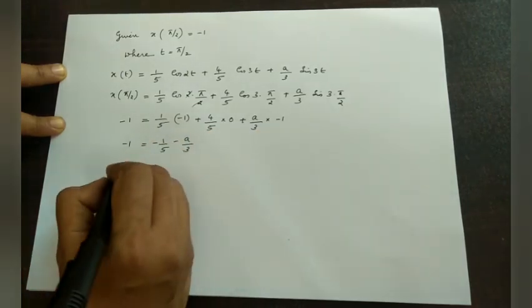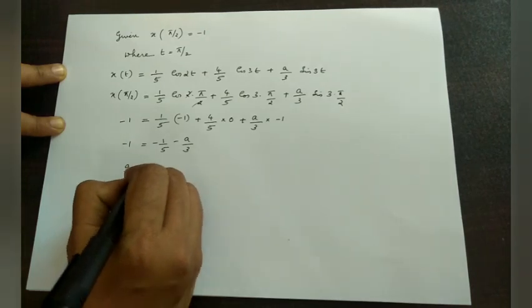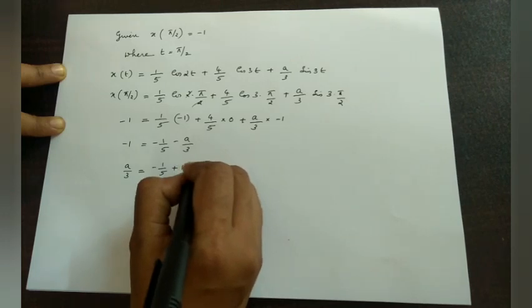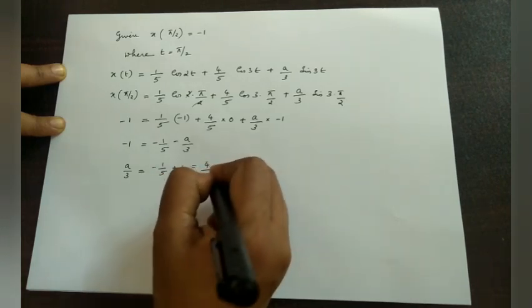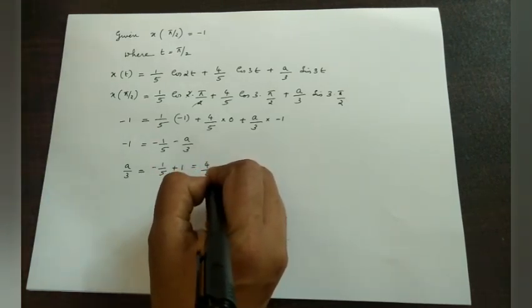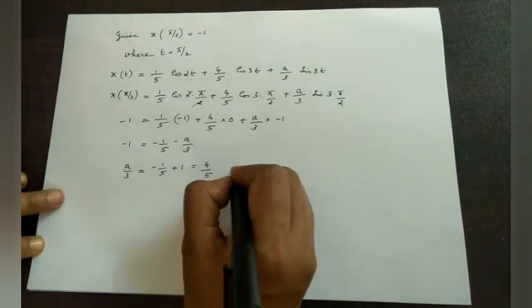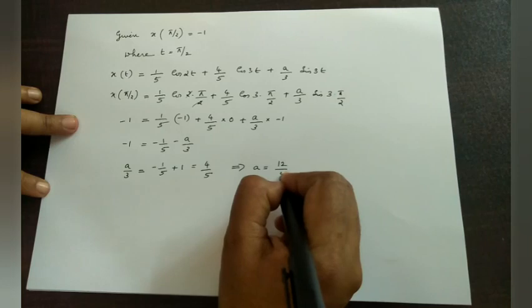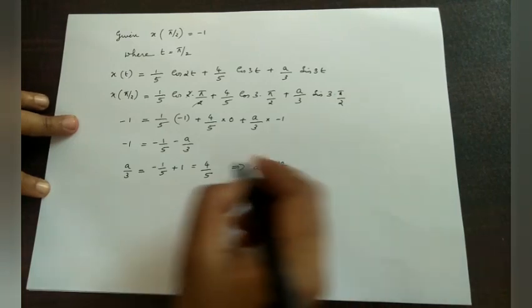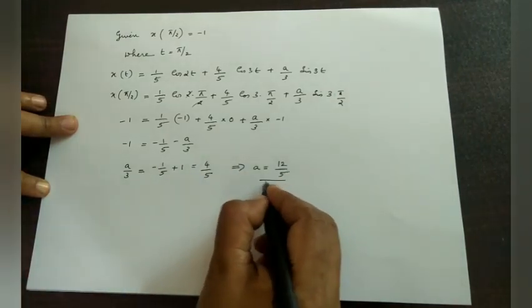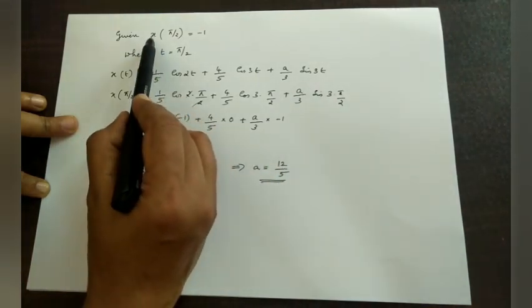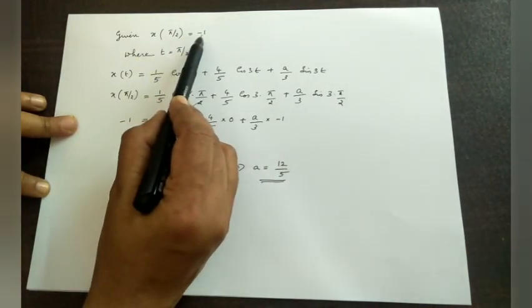Or we have a by 3 is equal to minus 1 by 5 plus 1, which is equal to 4 by 5, which implies a equal to 12 by 5. Now we got the value of the constant a by applying the given condition x of pi by 2 is equal to minus 1.